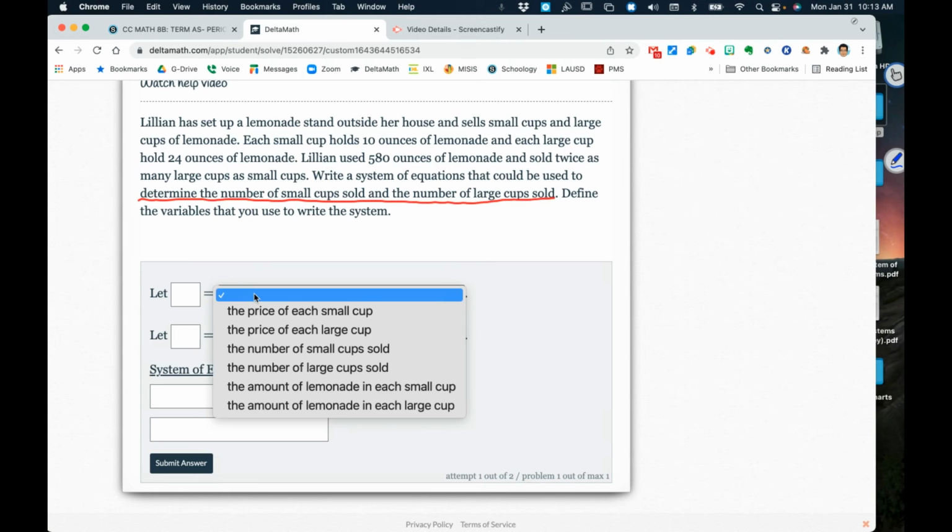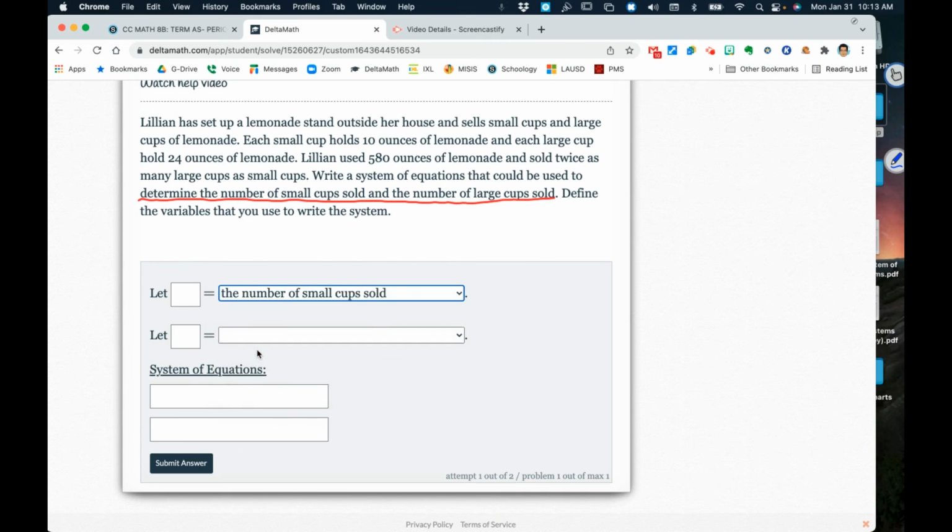If we go to our drop-down menu, what do we want? Price, number, or amount? Number of small cups. So we can do S and L, small cups, large cups. The question guided us to that.